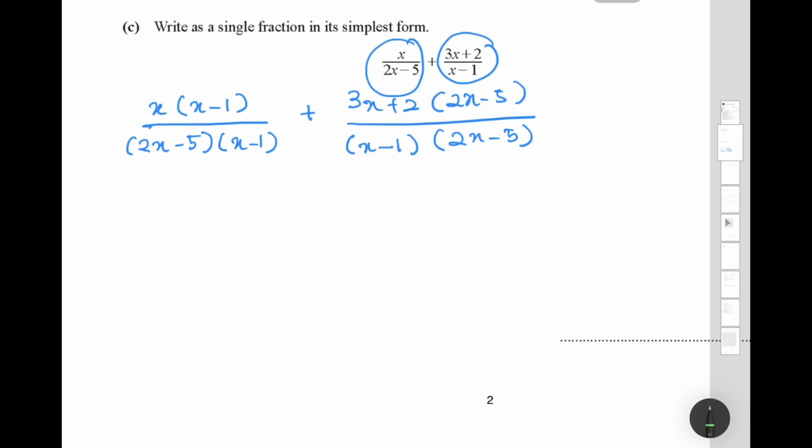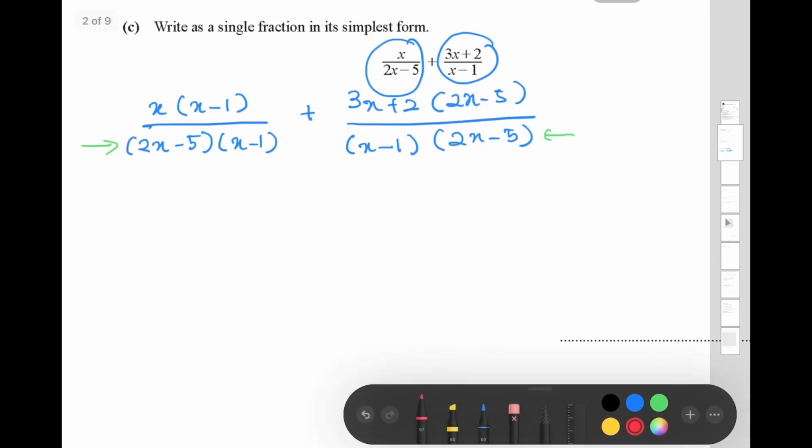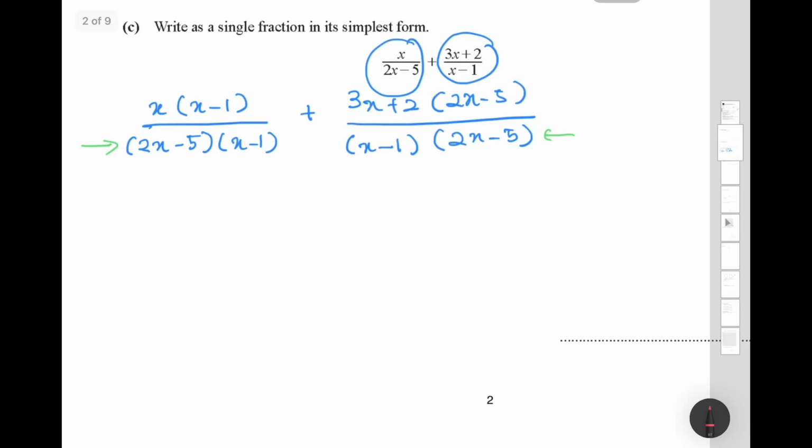Expanded means you've already multiplied everything. So this is the favorable form that you have to leave your fraction with. So no need to crack your head about it. Okay, so let's expand the top part.